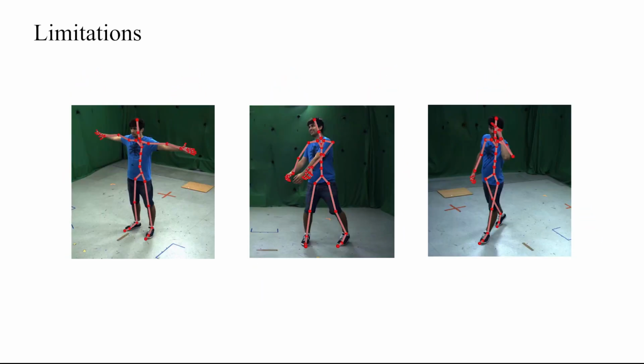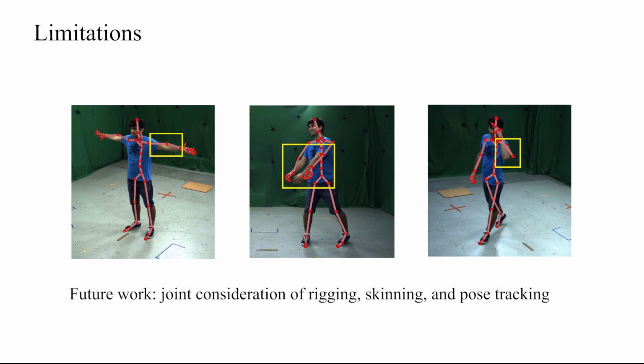Although we propose the first method for learning pose-dependent skinning weights solely from multi-view videos, our method still has some limitations. Here, we can see that the pose tracking is actually inaccurate, which may potentially harm our skinning weight learning. We believe a joint consideration of rigging, skinning, and pose tracking could help to further improve the quality of the 3D animation-ready characters and would be an interesting direction for future work.